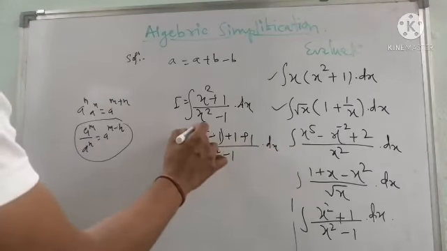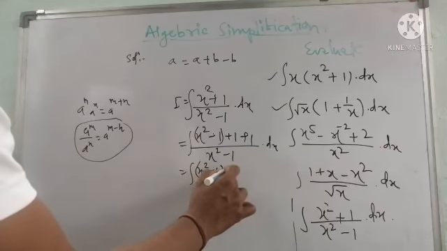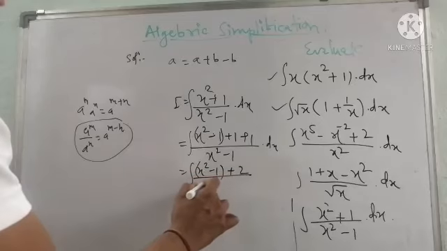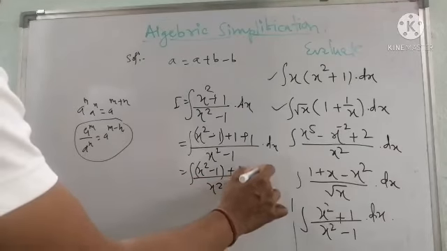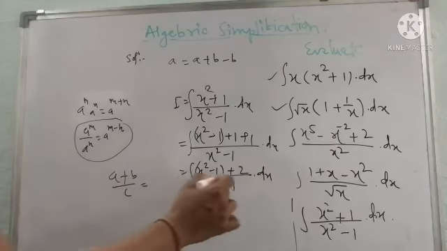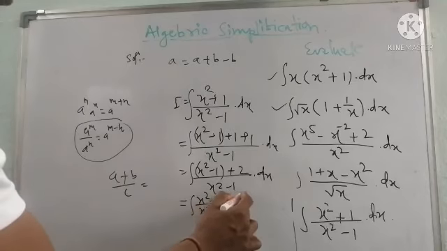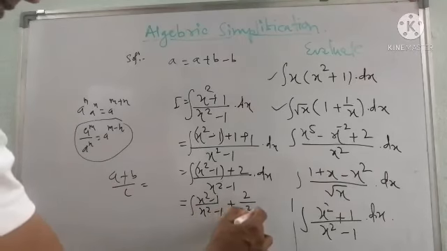Now we put a bracket on this term, so we get x square minus 1 as first term, and the second term is 1 plus 1, 2, divided by x square minus 1 in the denominator. Now again a plus b upon c is the form there, that is the denominator is common and the numerator contains two terms in addition. We separate the terms: the first term will be x square minus 1 divided by x square minus 1, plus the second term will be 2 upon x square minus 1 into dx.